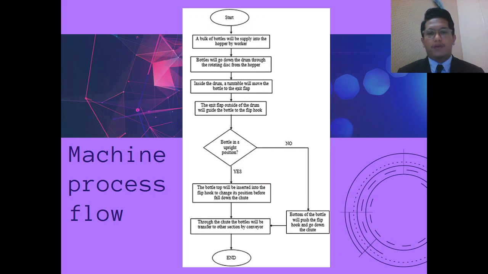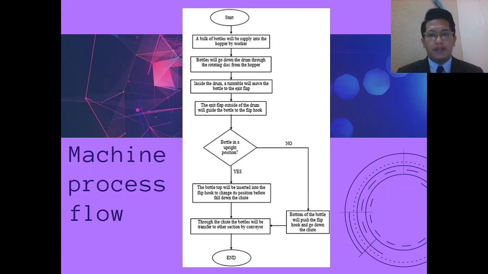Okay, for the machine process flow, firstly, a box of bottles will be supplied into the hopper by the worker, and then the bottles will go down to the drum through the rotating disc from the hopper. Inside the drum, the turntable will rotate and move the bottles to the exit flap, and the exit flap outside of the drum will guide the bottles to the flip hook.